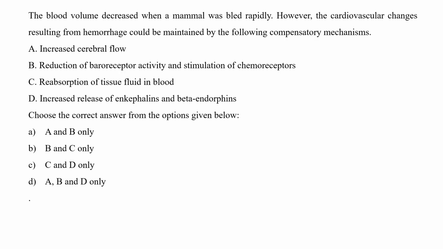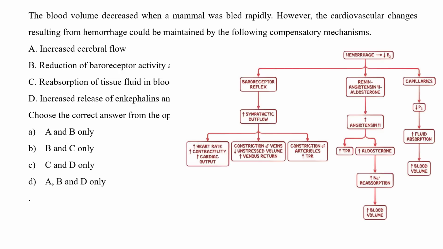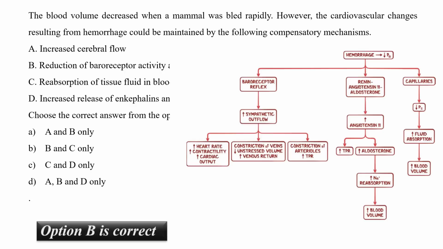Now, neurohormonal compensatory changes also involve the release of renin from the kidney and ultimately angiotensin II and aldosterone increase. Both of these hormones ensure more retention of sodium and water from the urinary output, which further allows the reabsorption of tissue fluid in the blood. So only statements B and C are correct, while the rest of the statements are incorrect.